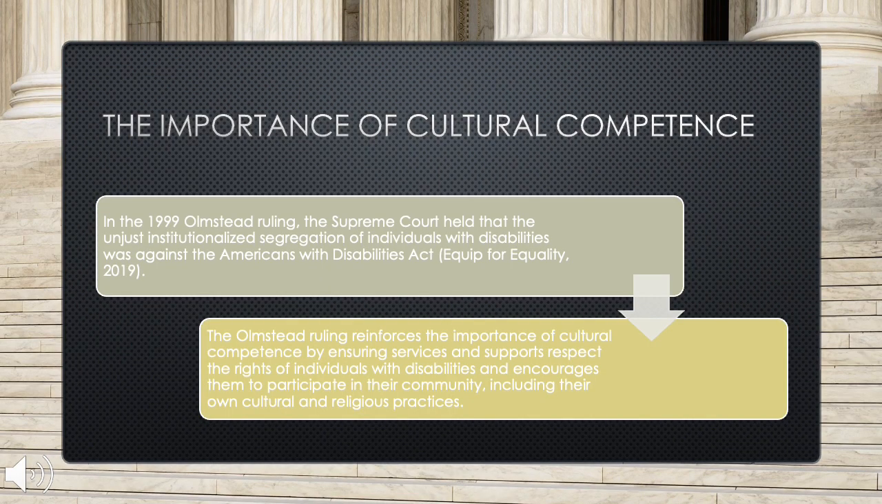The importance of cultural competence is further supported by the 1999 Olmstead ruling, where the Supreme Court ruled that segregating individuals with disabilities, particularly through unjust institutionalization, was against the Americans with Disabilities Act. The ruling reinforces the importance of cultural competence by ensuring support services respect the rights of people with disabilities and encourages them to be an active member of their community, including their own cultural and religious practices.